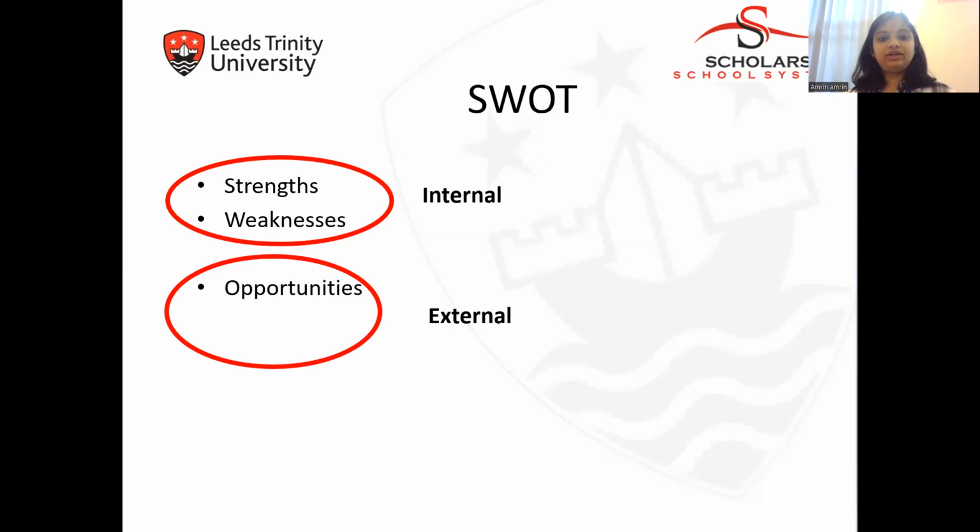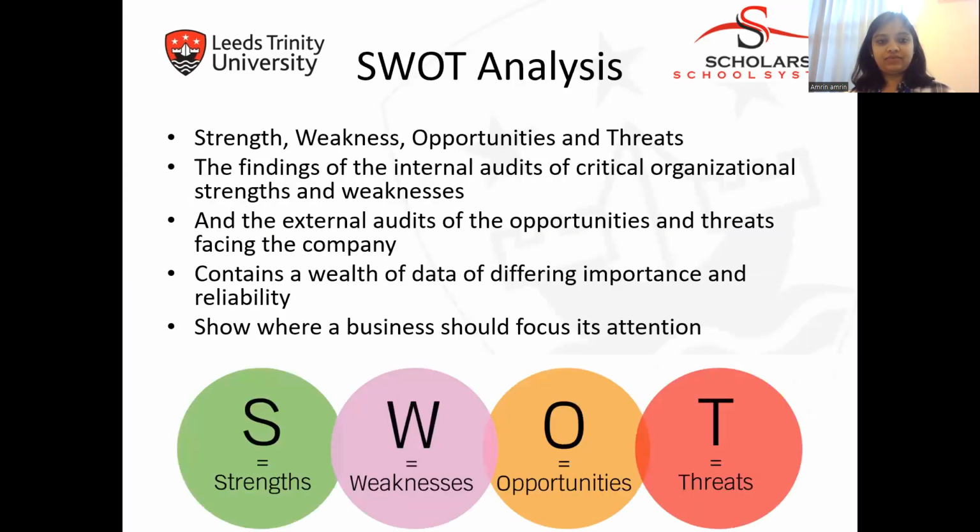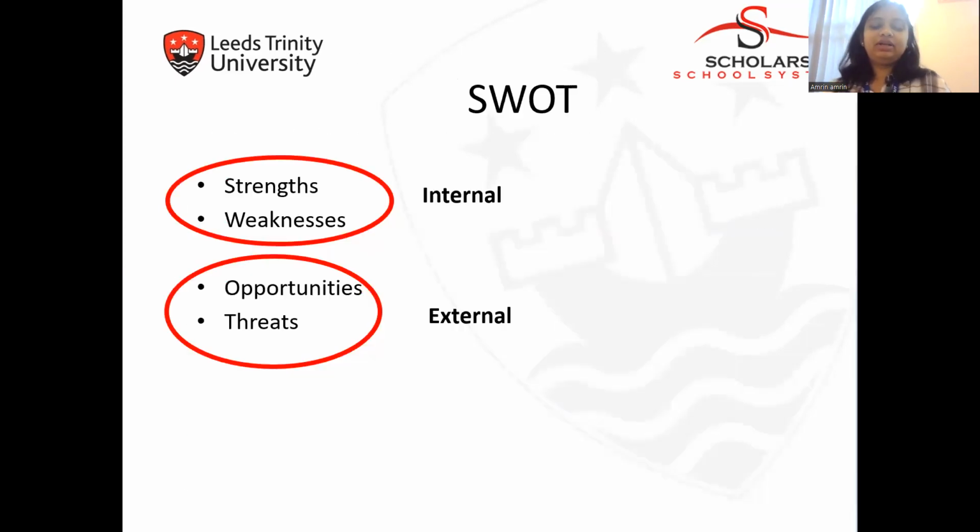So when it comes to the internal, that would be strengths and weaknesses, and the external, opportunities and threats. So this is the SWOT analysis. This is the analysis you do when you are planning to start a business. You should have done some kind of analysis to check if your business would go well or not. This is called the SWOT analysis.